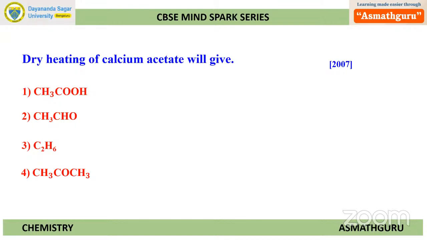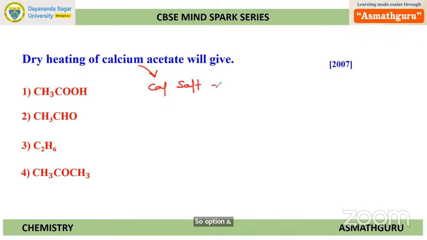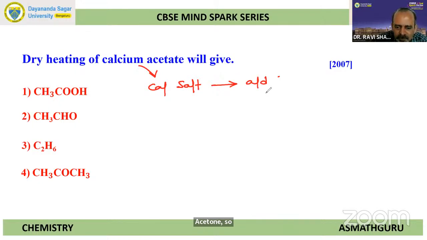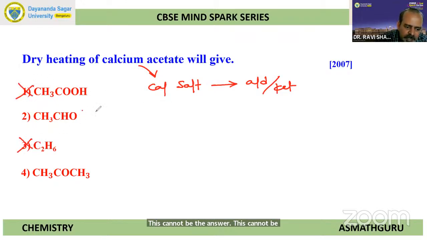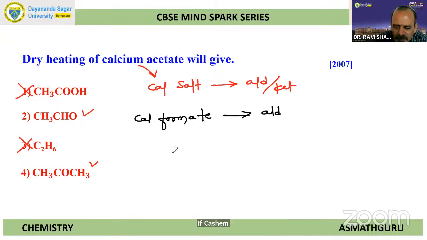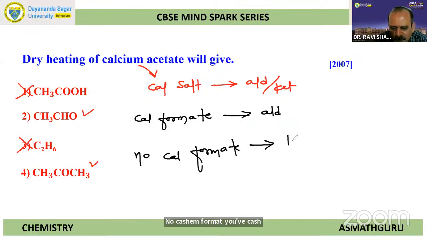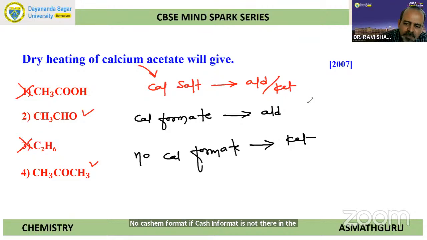Option A, sir. I told you, these are calcium salts, no? Calcium salt will always give you an aldehyde or ketone. Aldehyde or ketone means this cannot be the answer. Either the second or the fourth. Always remember, if calcium formate is there, you always get aldehydes. If calcium formate is not there in the picture, you always end up getting what? Ketone. Just these two points are enough.